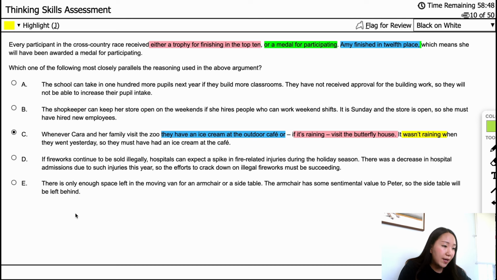There is only enough space left in the moving van for an armchair or a side table. The armchair has some sentimental value to Peter, so the side table will be left behind. Hopefully, you see, yes, we do have the two conditions, but in this case, it's not based on something happening or not. It's based on a preference that Peter has, which is not the same argument that's been made above. So the answer is C.